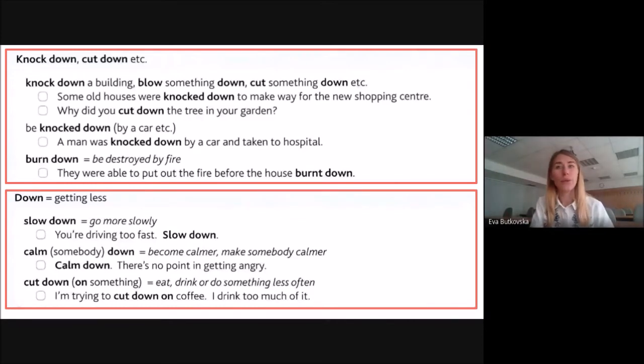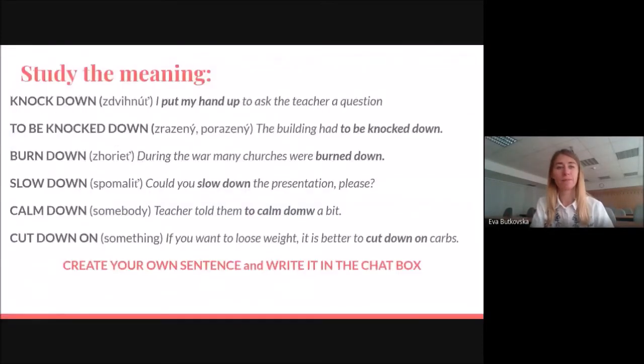So let's study more examples. Like we said, knock down. So the building had to be knocked down, in a passive form. The building had to be knocked down. Then we said burn down, to destroy by fire. During the war, many churches were burned down.